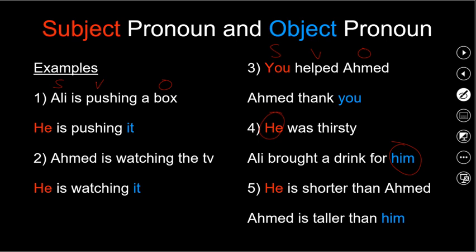Number 5. He is shorter than Ahmed. Ahmed is taller than him. This is kind of how you join sentences. He is shorter than Ahmed, but Ahmed is taller than him.